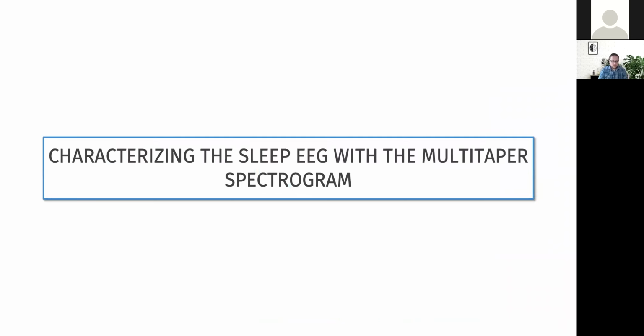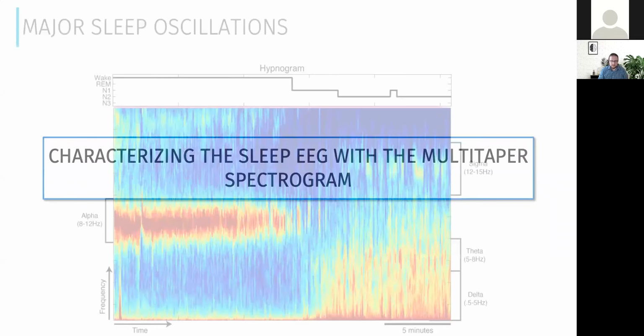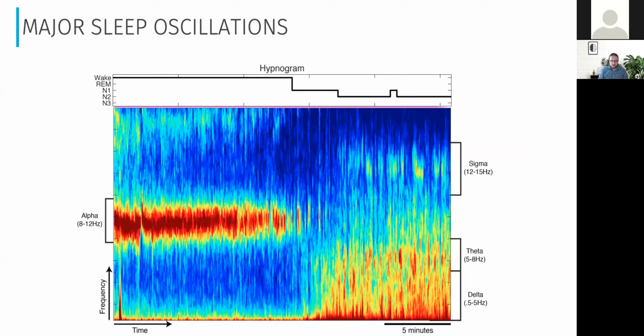So let's get to the main point of this, which is how can we use this to better characterize the sleep EEG? Just to review, what we have here is your standard hypnogram, right? That shows the stages as a function of time. And then here is your spectrogram over here. The way we read this is time is the x-axis, frequency is the y-axis. And when you look at the frequency, this is what we observe when you observe power here. If this is at 10 hertz, this is our alpha, and our delta is down here, theta and sigma where the spindles live.